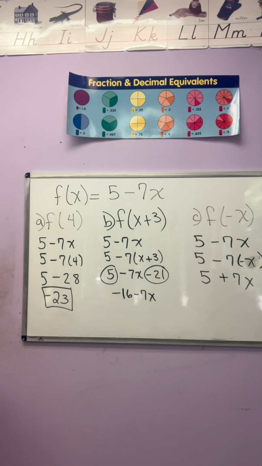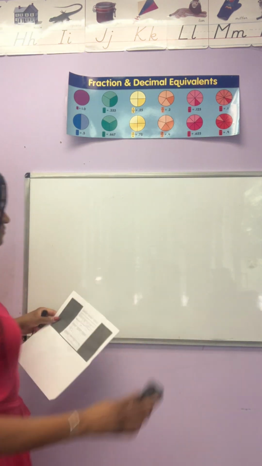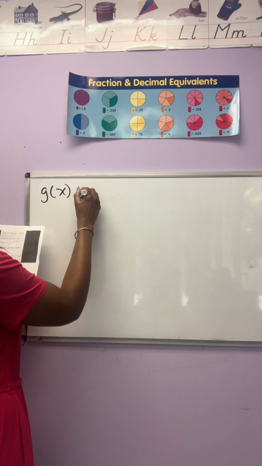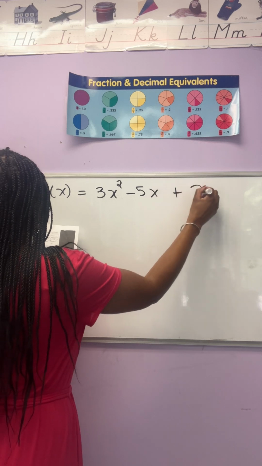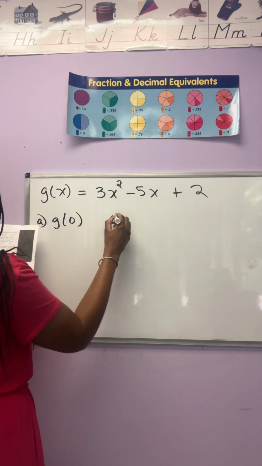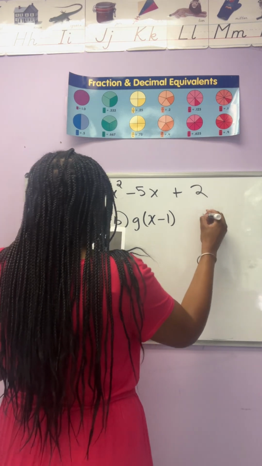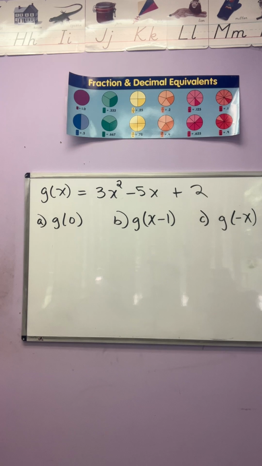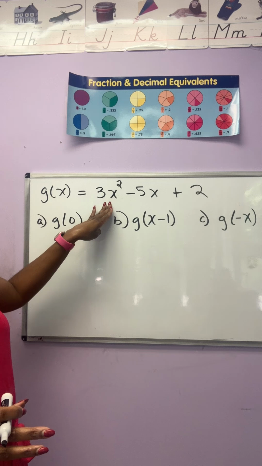Okay, but let's keep going. Let's try another one like this. So g of x, this one's a little longer. Let's see, you are asked to find g of 0, g of x minus 1, and g of negative x. So it doesn't matter if it says f of x or g of x, it's the same thing. Okay, so g of 0 should be very easy to see. You're just plugging in 0 into here.